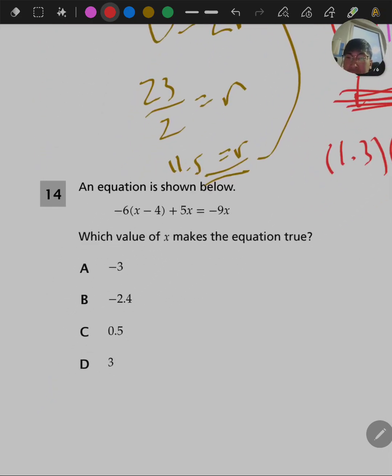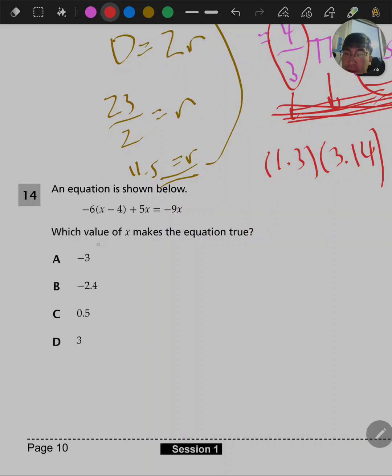Okay, 14, last question. An equation is shown below. Which value of x makes the equation true? So this is solving for x. Okay, if you are not paying attention in class, right, and you're just trying to guess it, then you could actually just plug in all of these choices and plug that in here, and that could get you the answer, but that's a very poor way of doing it right now because very easy to make mistakes, okay?